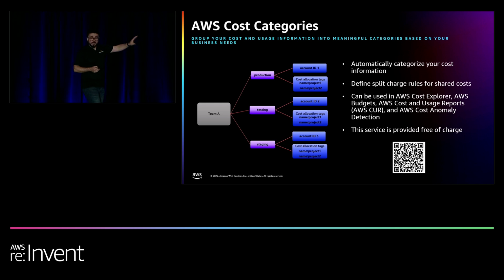So look at this diagram here. Your organization may have multiple teams, and one of the teams is Team A, and Team A looks after production, staging, and dev environments. Each environment has multiple AWS accounts, multiple projects, and multiple cost allocation tags, right? So let's see this in practice in the next demo.